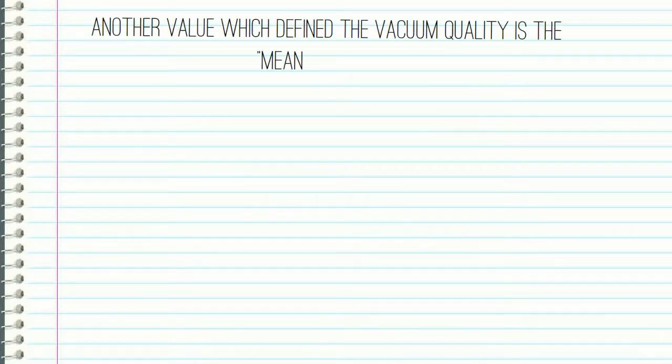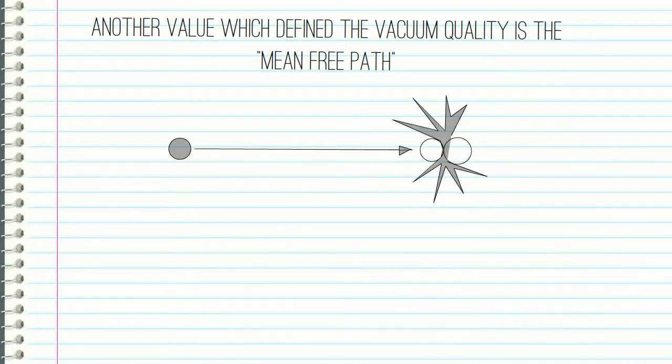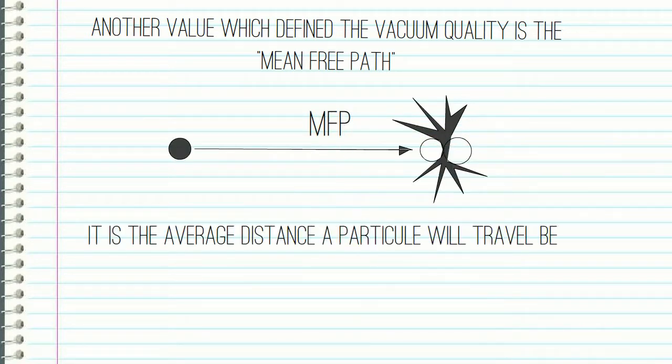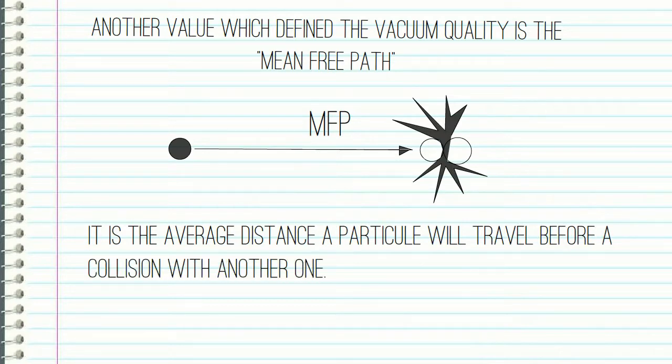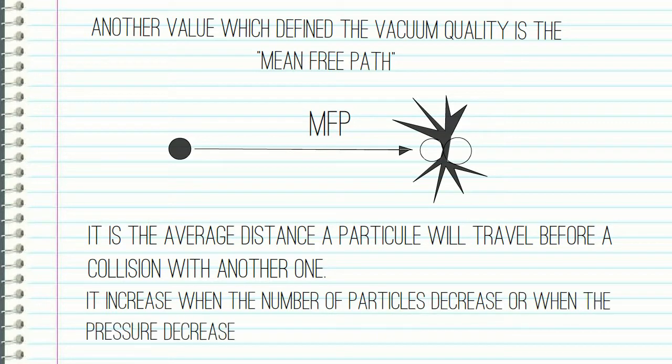Another value which defines the vacuum quality is the mean free path. It is the average distance a particle will travel before a collision with another one. It increases when the number of particles decreases, or when the pressure decreases.